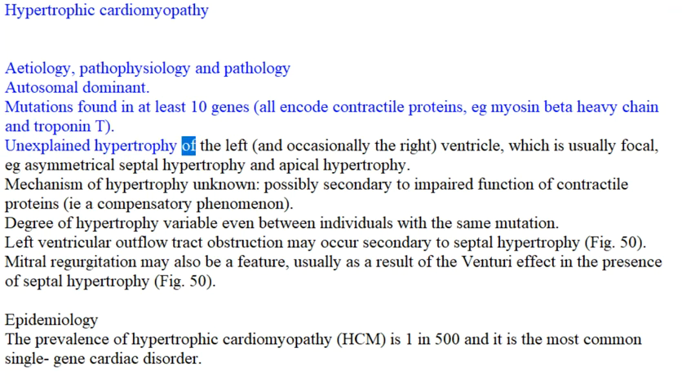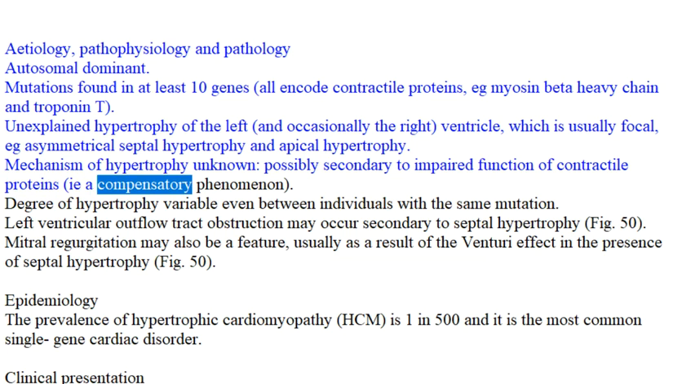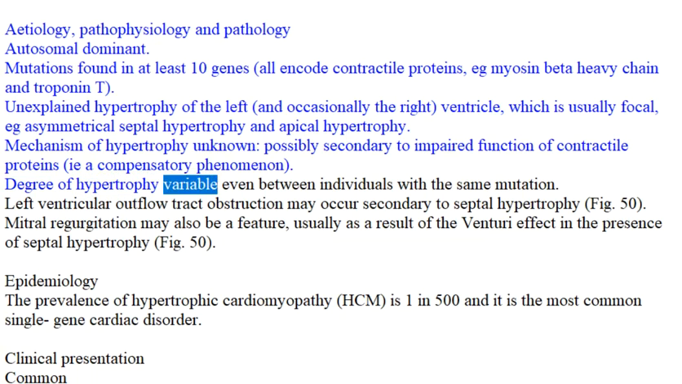Unexplained hypertrophy of the left, and occasionally the right, ventricle, which is usually focal, e.g. asymmetrical septal hypertrophy and apical hypertrophy. Mechanism of hypertrophy unknown, possibly secondary to impaired function of contractile proteins, i.e. a compensatory phenomenon. Degree of hypertrophy variable even between individuals with the same mutation.